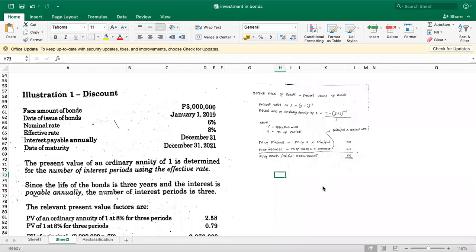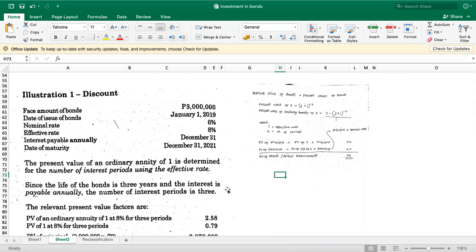Okay, for illustration purposes for the investment in bonds at amortized cost. So ito yung illustration natin dito. So we have first, you have the discount. Then you have also illustration for the premium.